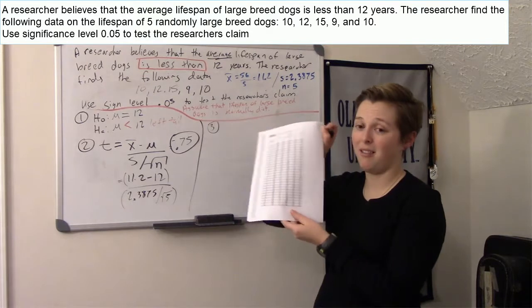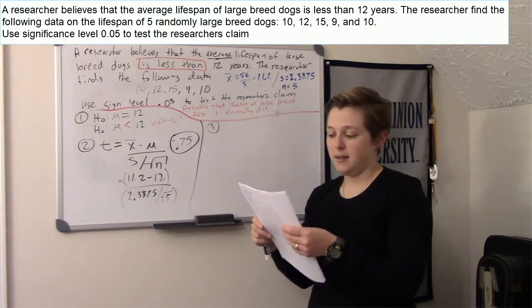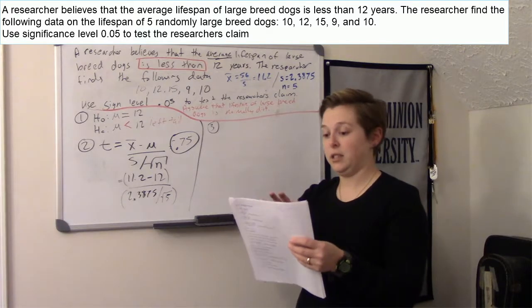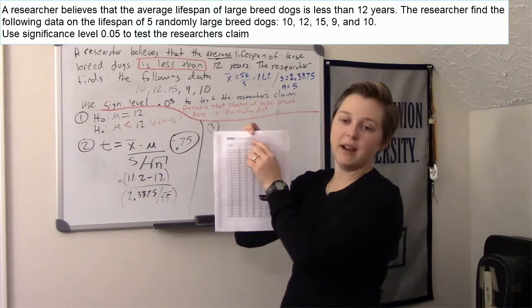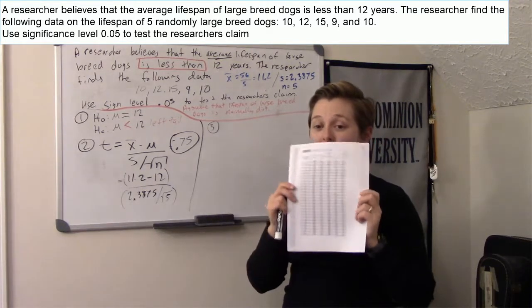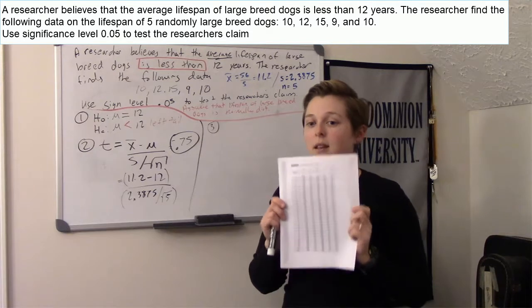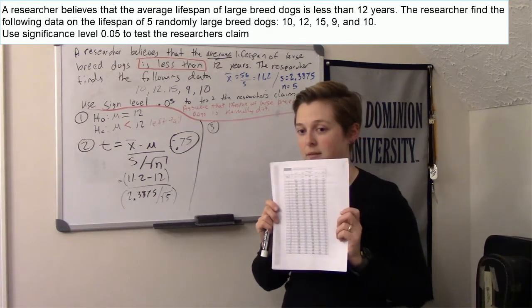Now, the t-table looks a lot different than a z-table, and it operates a lot differently, too. If you notice up top, it says critical t-values. So this t-table is just critical values. You cannot use this t-table to find a p-value. Okay?